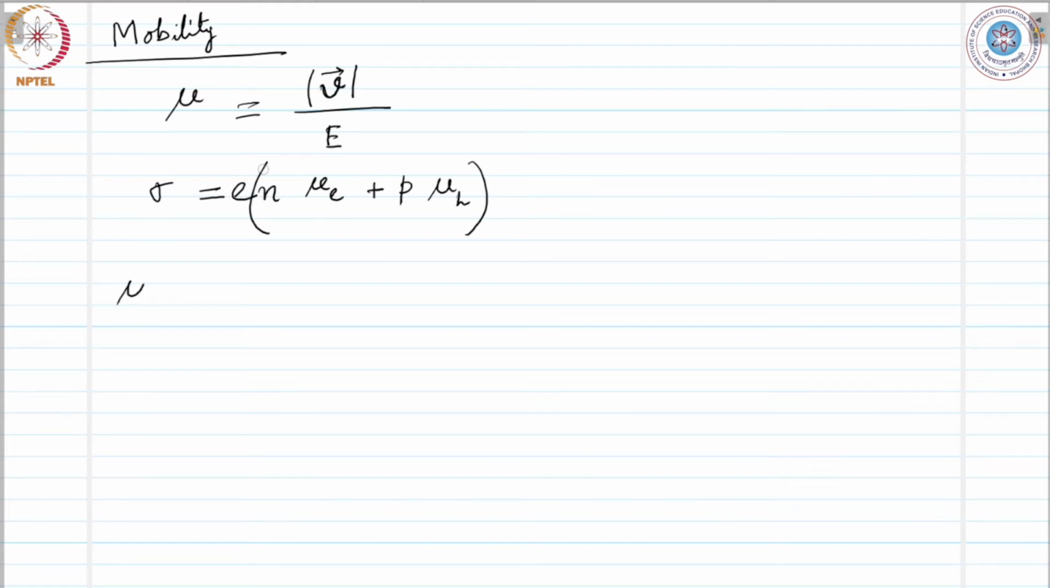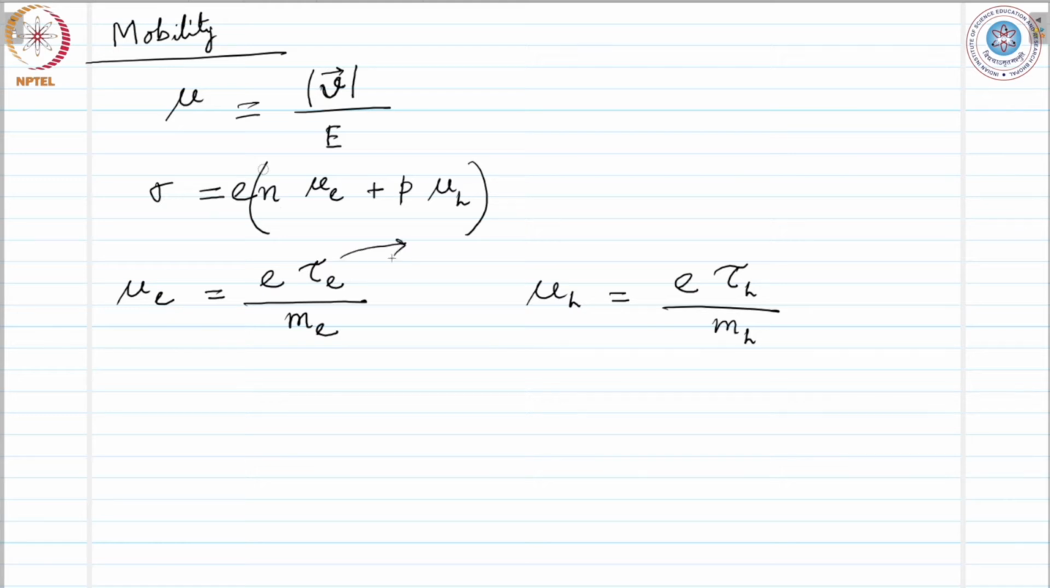So, the mobility of electrons can be given as charge times the mean free time, that is the relaxation time, over the effective mass of electrons, and the mobility for holes can be given as charge times the relaxation time for holes over the effective mass of holes. These taus are the relaxation times.